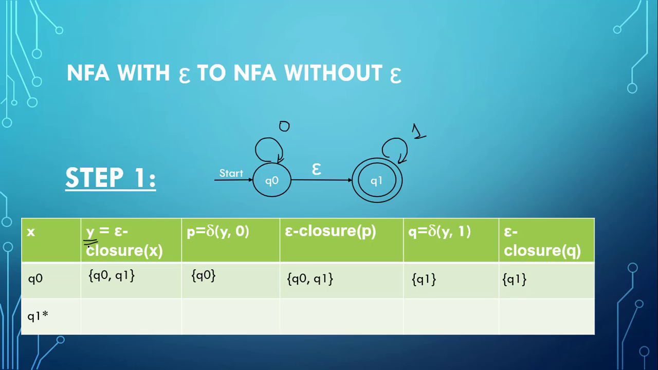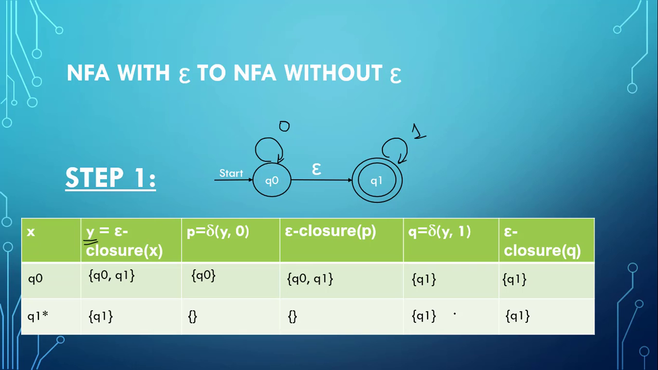Now we will check the epsilon closure for Q1. The epsilon closure for Q1 is Q1 itself. There is no transition from Q1 over 0, so it will be an empty set. So epsilon closure of that will also be empty. Now let us see that we have the transition from Q1 over 1, that is Q1, and the epsilon closure of Q, that is transition over 1, is Q1 itself.